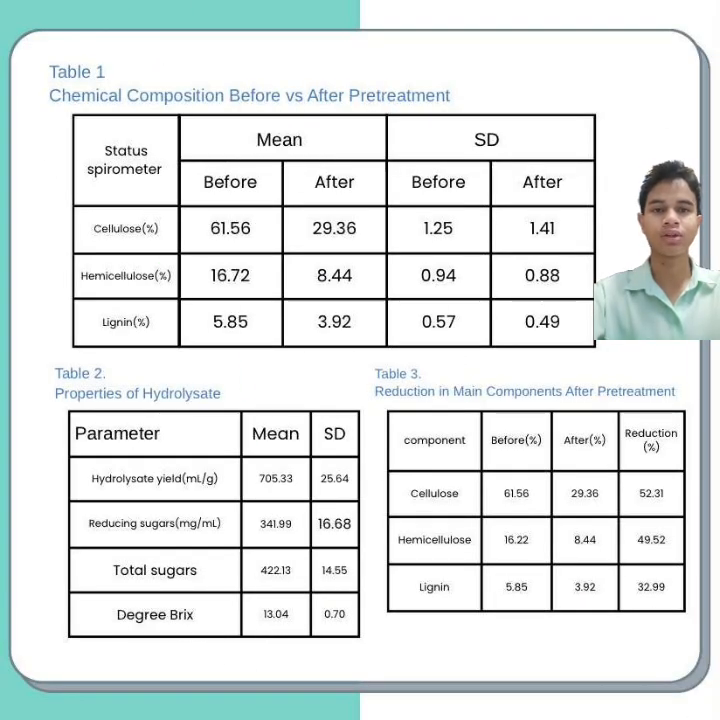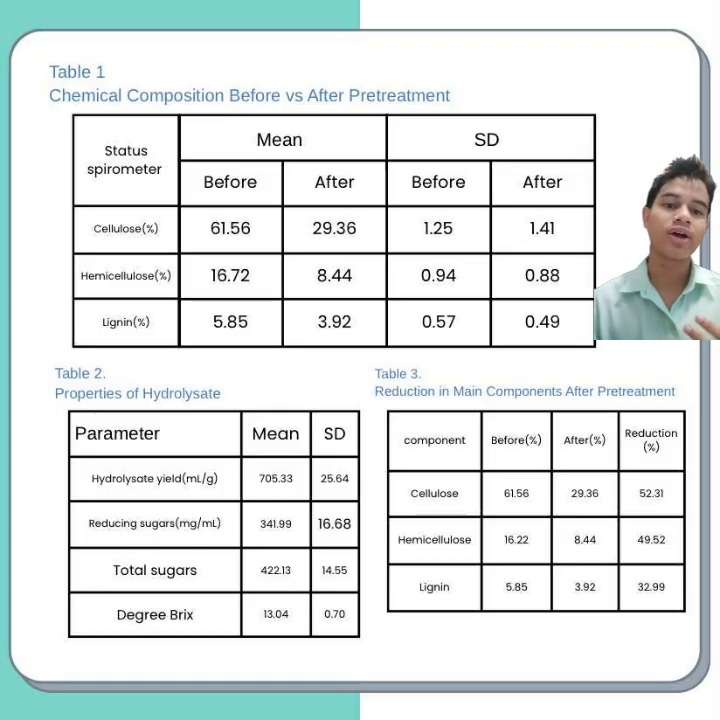Okay, next slide. Solid fraction after pretreatment. Cellulose decreases from 61.56 to 29.36%. Hemicellulose from 16.7 to 8.44%, and lignin from 5.85 to 3.92%. This indicates significant breakdown of lignocellulosic structure and transfer of soluble carbohydrate into the liquid phase, according to Table 1 to 3, Figure 1.